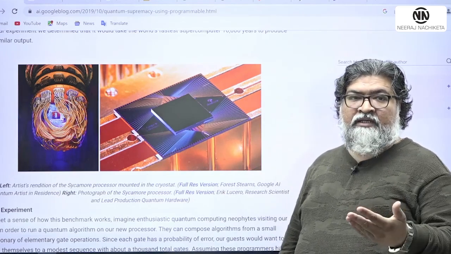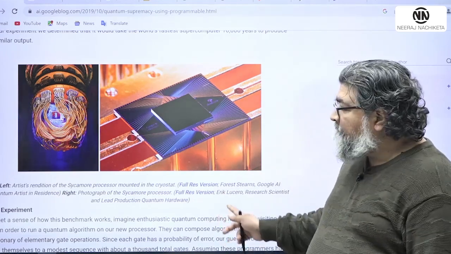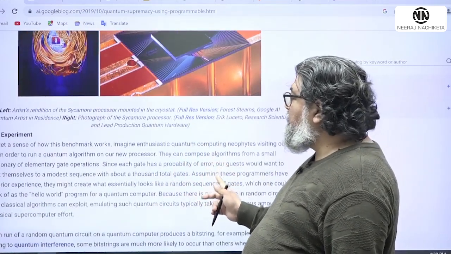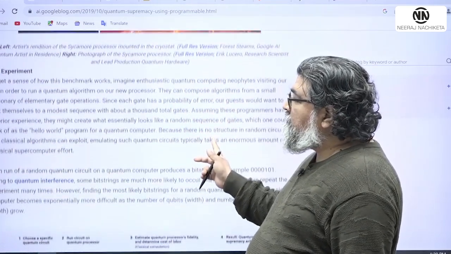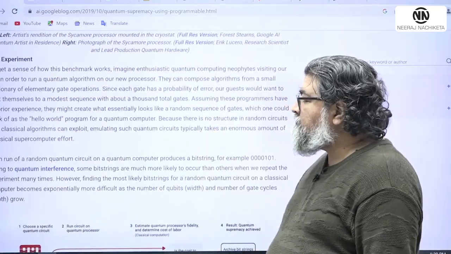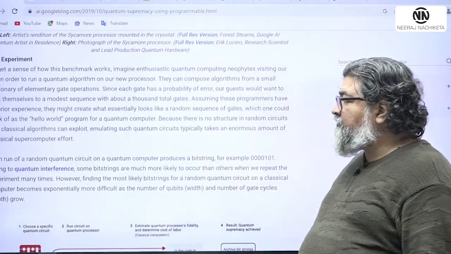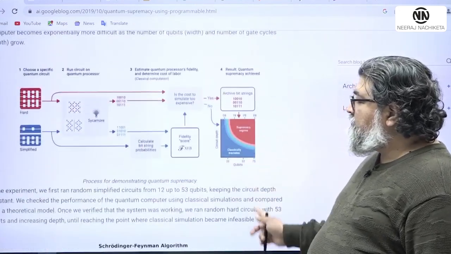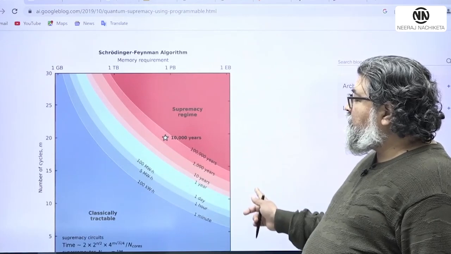Right? This was in the headline there. So what you find here, this Sycamore processor mounted in the cryostat there. So they did the algorithm and they really did all the study there. They did all the part of it, see here.